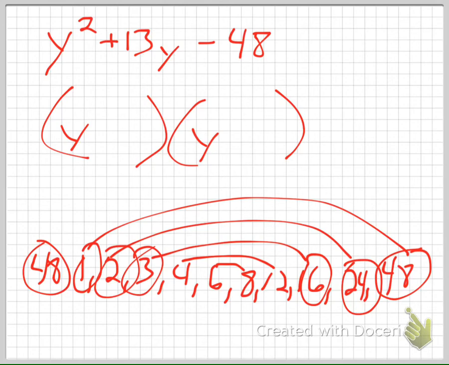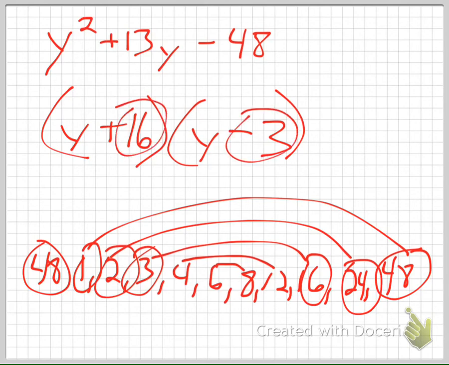Yes. Now here's the deal. This is the kicker. Which one's the positive and which one's the negative? Remember, when you add them together, it makes a positive 13. So what am I going to need to do here? The bigger number is 16 and the smaller number is 3, because when I add 16 and a negative 3, what do I get? My positive 13. Does that make sense? So when you're done, look at this and go, does 16 times negative 3 multiply to negative 48? Yes. Does 16 minus 3 equal 13? Yes. I'm done. Did anybody get that?